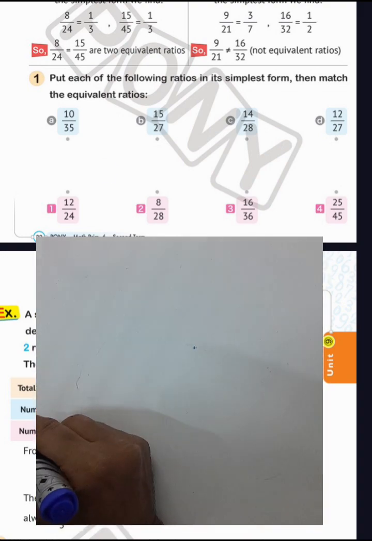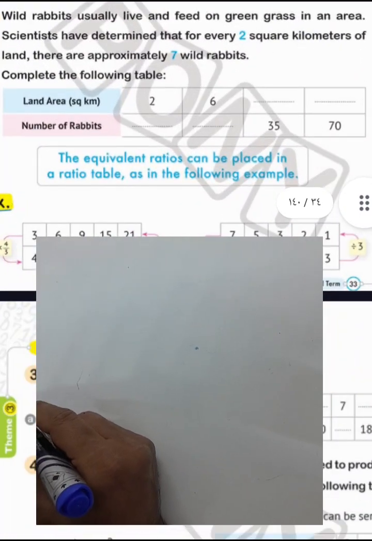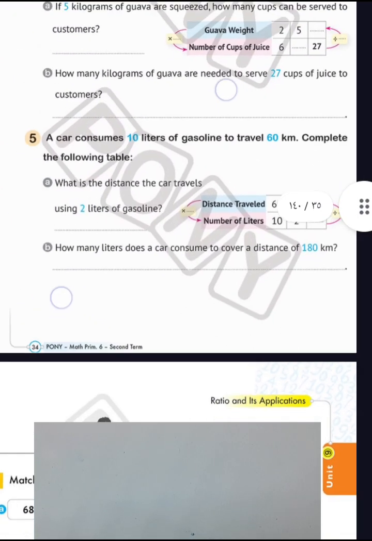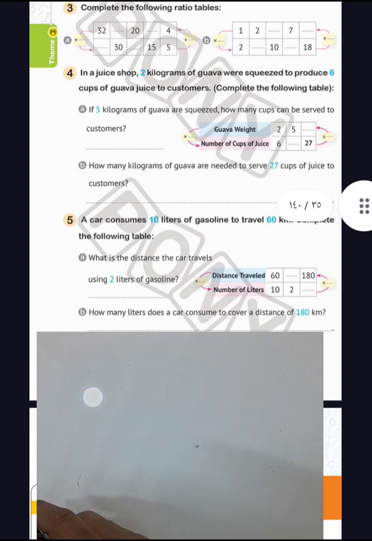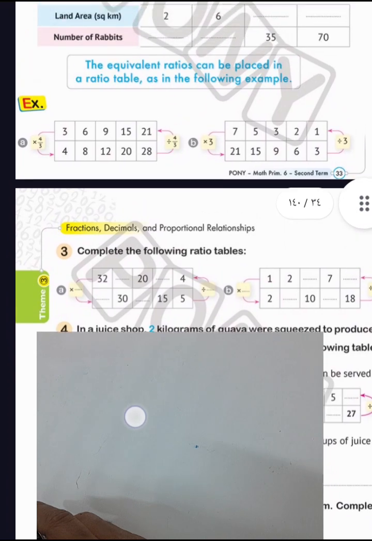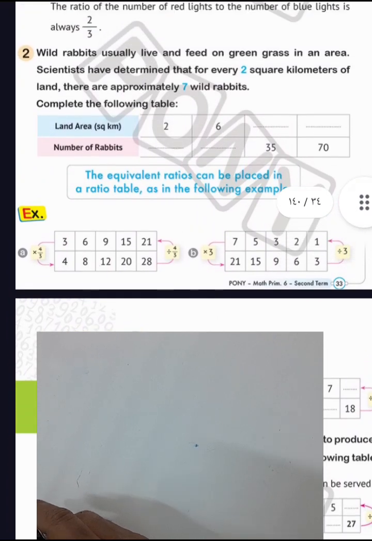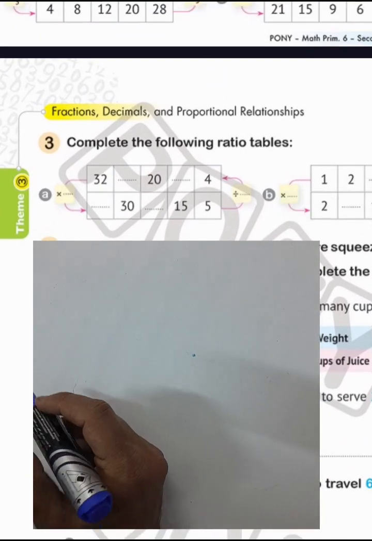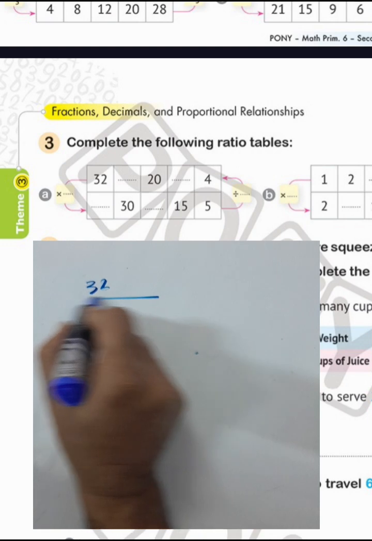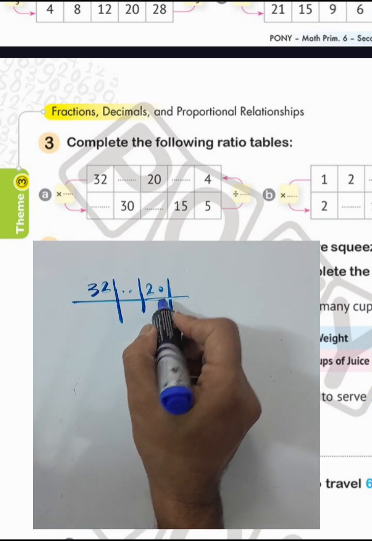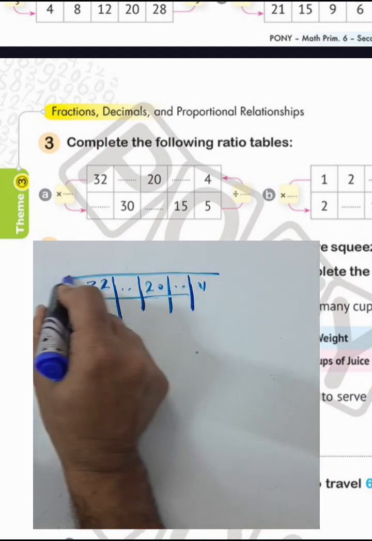Okay, these are the simplest fractions here. Understood? It's equivalent fractions as two ratios. What about this example? It's very easy. You can solve this example with tables. Look with me at question number 5. I will solve this example with you. Okay, I will solve question number 3 with you. Complete this table. We have 32 at the top and a space here, and behind it 20 and a space again and 4.